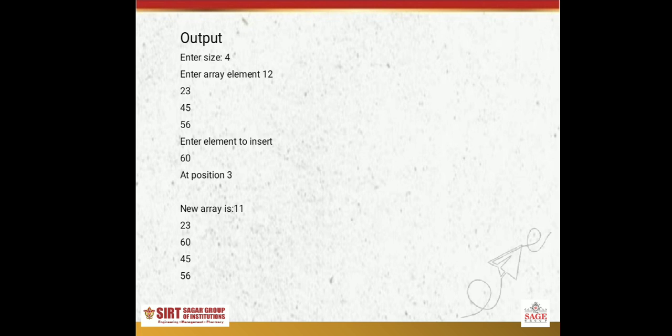In the first list we see that at the third position the number 45 already exists, right? So now what happens is that at the third position the new element, that is 60, is inserted, and the previous elements are shifted to the other places. So here the new array would be 12, 23, and then 60 at the third position, right? It has been inserted at the third position, and then the other elements follow, that is 45 as well as 56.